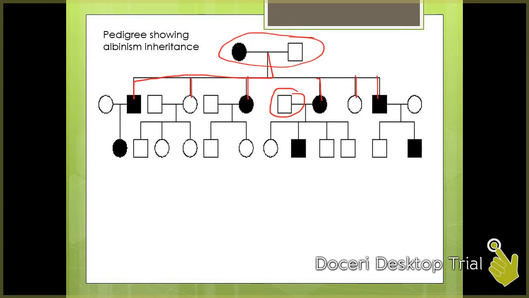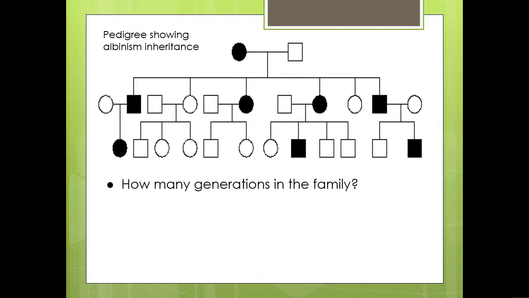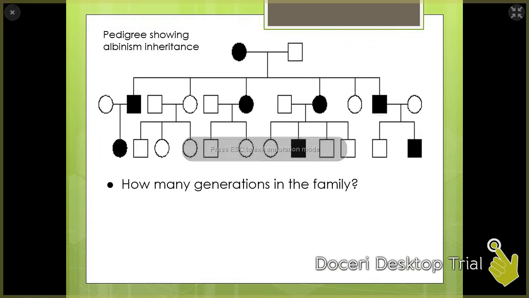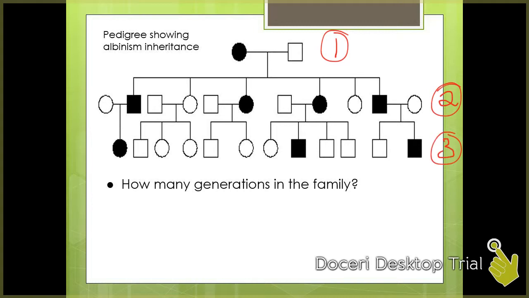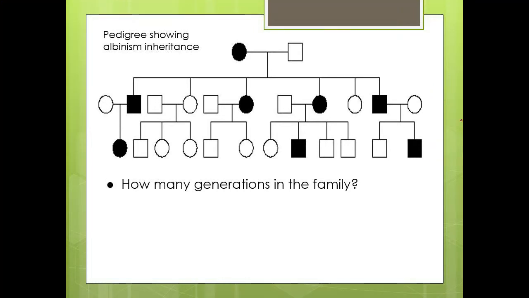They had 6 children. But this individual that I circled, even though they're in the middle, that does not represent the child of the original parents. That represents someone that this person has married. And you can see their children beneath them. So how many generations are in this family? If we take a look at the number of rows, we see that this family has 3 generations. 1, 2, 3. So there are 3 generations in this family.